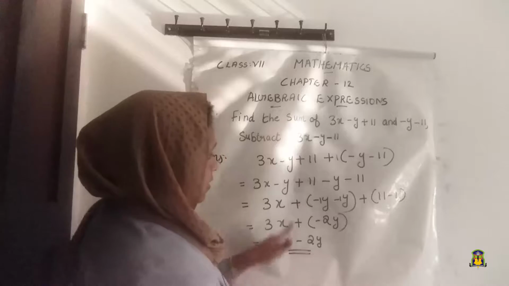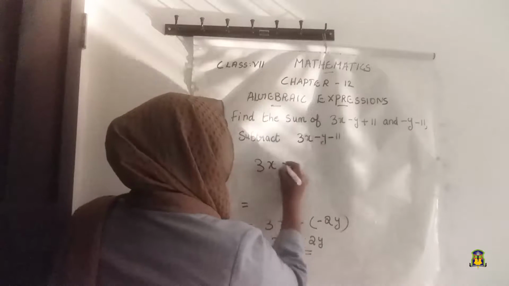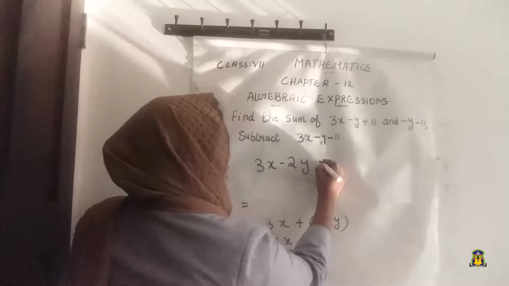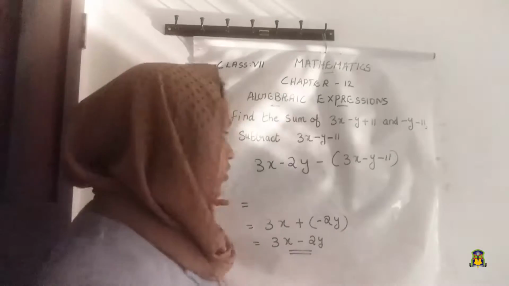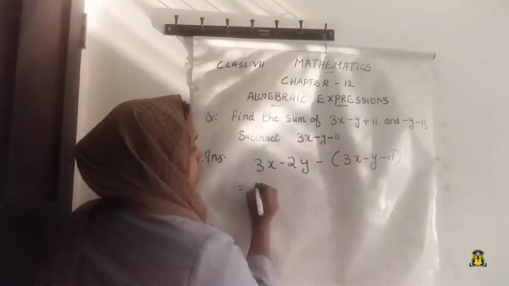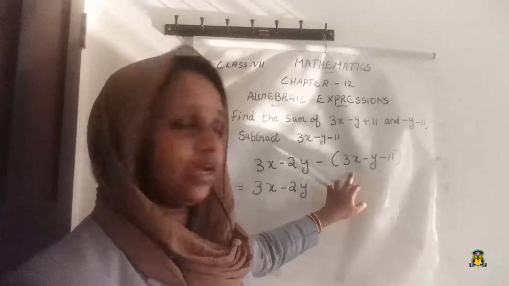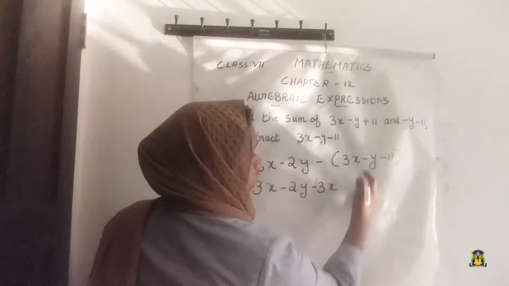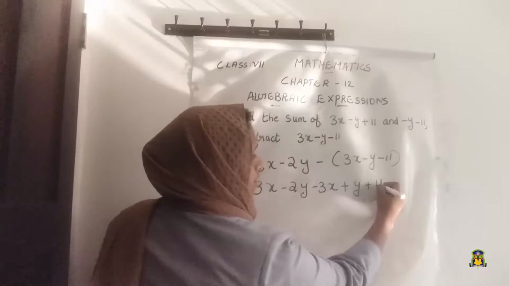Next, from this answer, we want to subtract this. So, that is 3x minus 2y, this is our answer. Then we want to subtract 3x minus y minus 11. Here a bracket is there, so we want to open the bracket. 3x minus 2y, so first we can open the bracket. Negative into 3x, it is negative 3x. Negative into negative, plus y. Negative into negative, again plus 11.